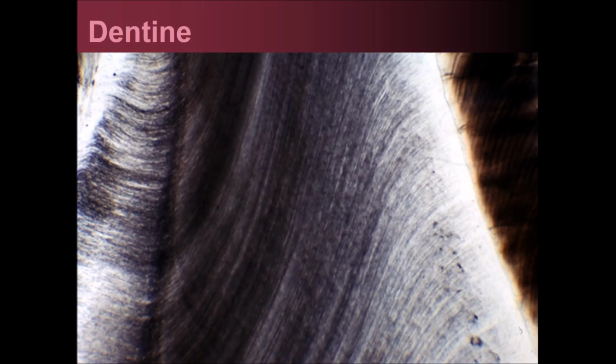In this view, you can identify the enamel. This is the mantle dentin. This is the circumpulpal dentin. And here, if we make a line like this, this is the dentinal tubule, the primary curvature.